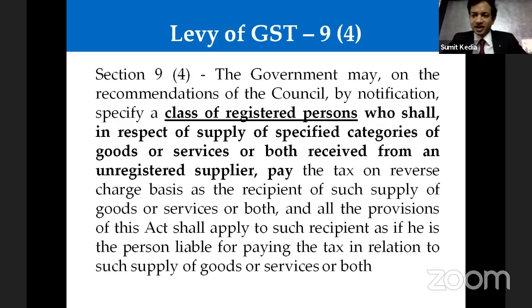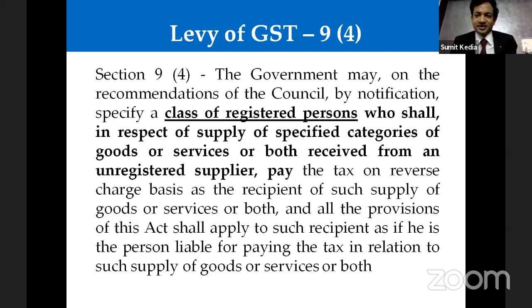It created a lot of hue and cry among the industry. Then the government shifted it, because any company might have various transactions from unregistered persons. A classical example is unloading charges paid by a factory. Day-to-day unloading charges might easily cross rupees 5,000 per day. So this section said, if you receive any goods or service from an unregistered person, then RCM was applicable. So that was suspended from 13th October 2017.